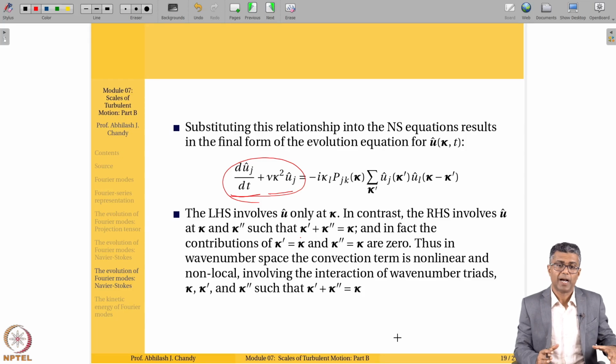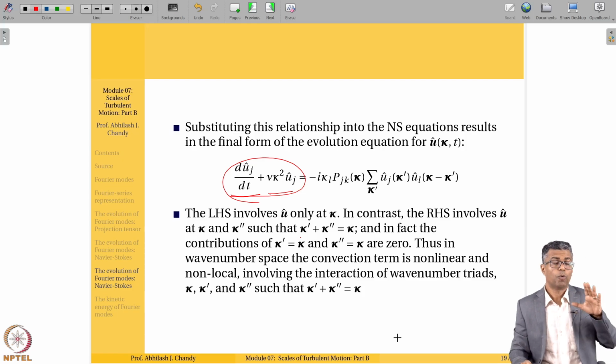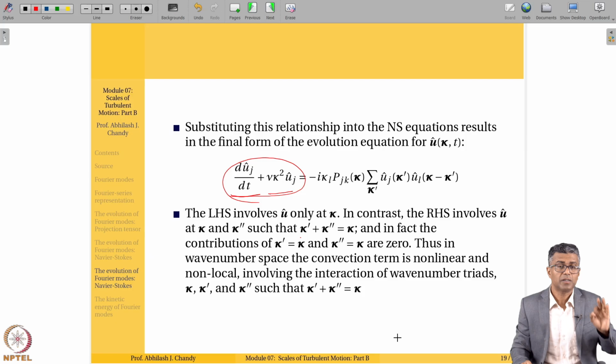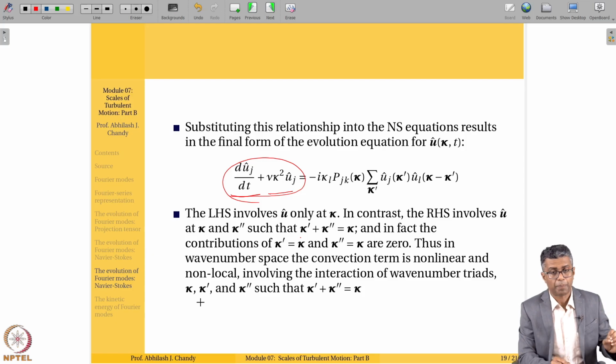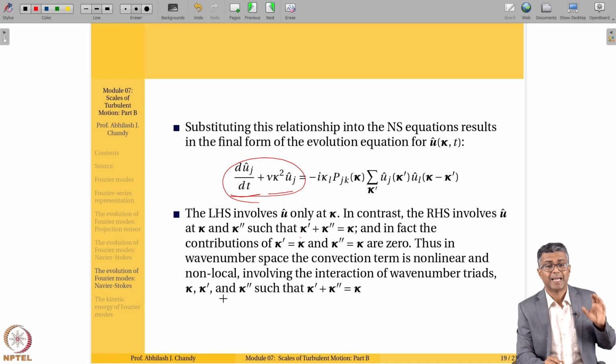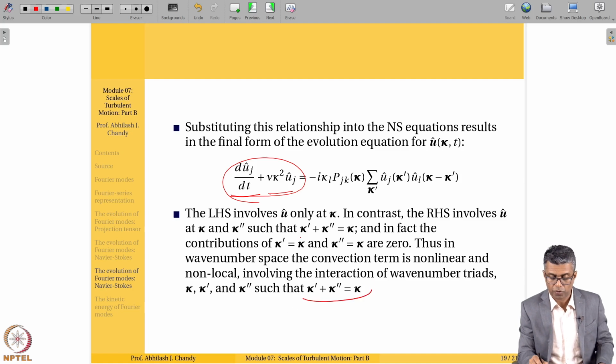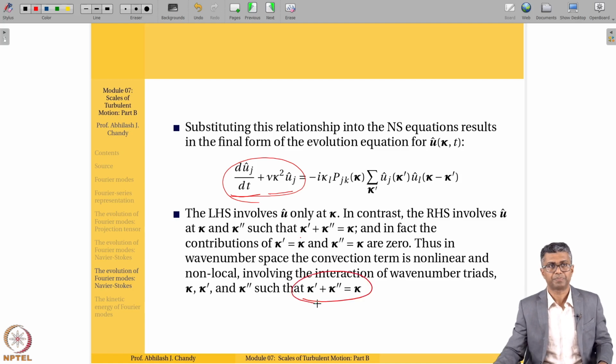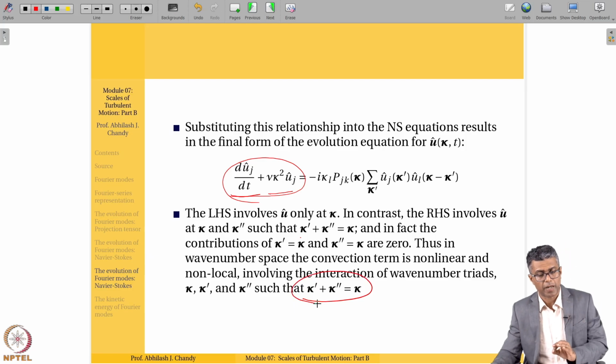So what you have is essentially a wave interaction between wave number triads. What do you mean by wave number triads? You have 3 wave number vectors, kappa, kappa prime and kappa double prime. Yes, there is a dependency. However, there is a wave number triad here. So I have kappa, kappa prime and kappa double prime. That is what makes up the wave number triad. Of course, this dependency is there. So I hope this is clear.